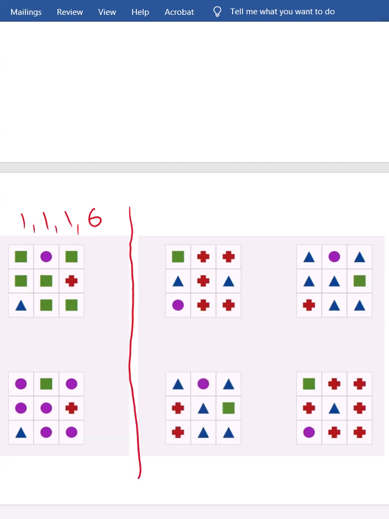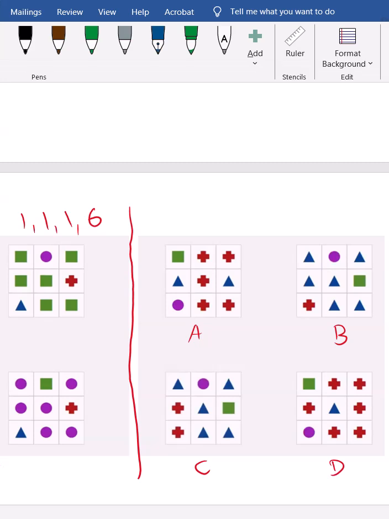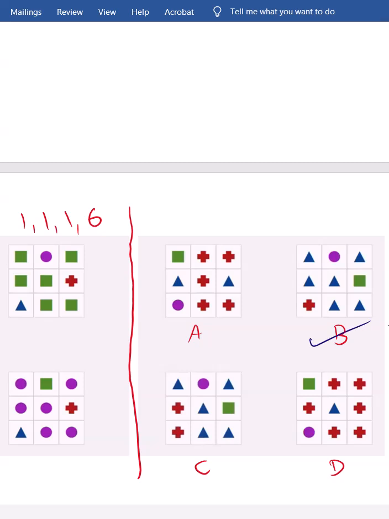Both diagrams, above and below. Now among these 1, 2, 3, 4 are A, B, C, D. What should be your answer? The one having 3 different 1s and then 6 common. D is okay, right? 1 plus symbol, 1 circle, 1 square and 6 like this.